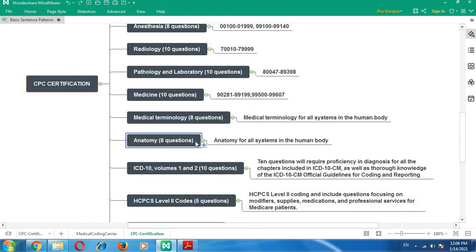Next section is the anatomy section. The total is 8 questions, 8 marks. Anatomy includes all organ system anatomy. So for example, what type of question does AAPC USA ask in the CPC paper? For example, the choroid is a part of what? Choroid is a part of the eye. So questions related to the organs and the parts of organ systems are asked under this anatomy section. So 8 marks are for this section.